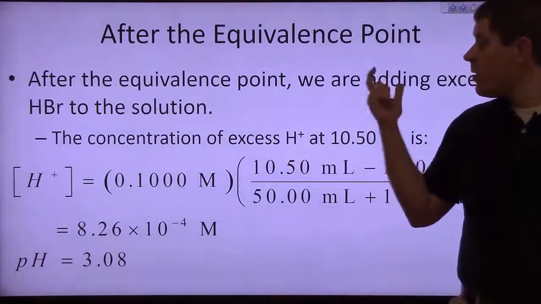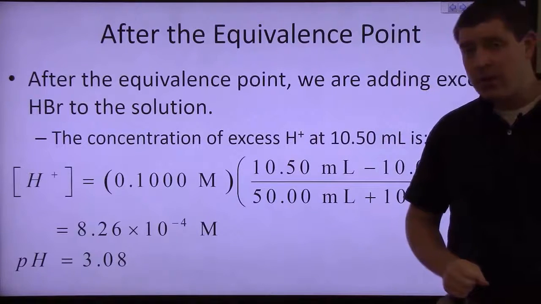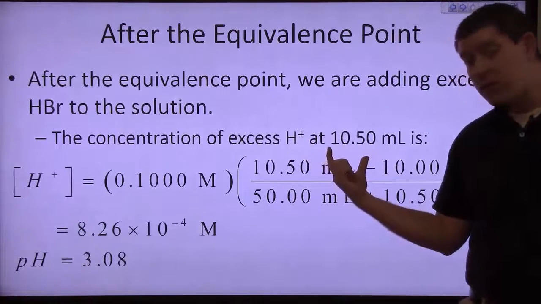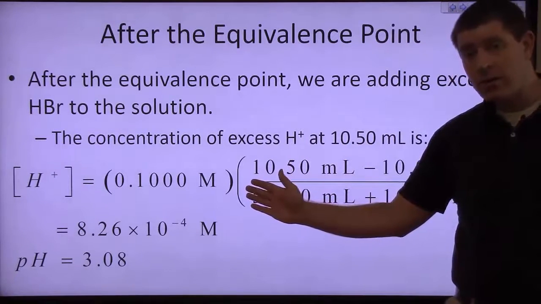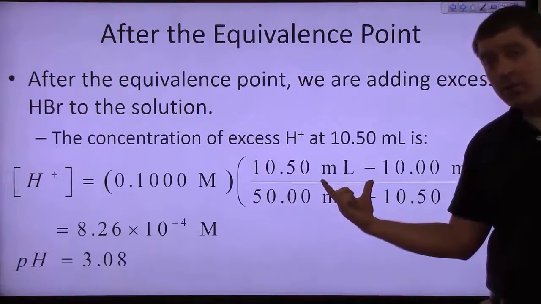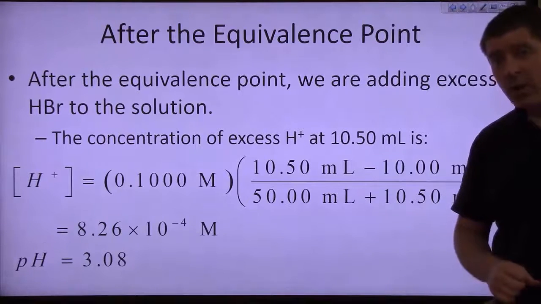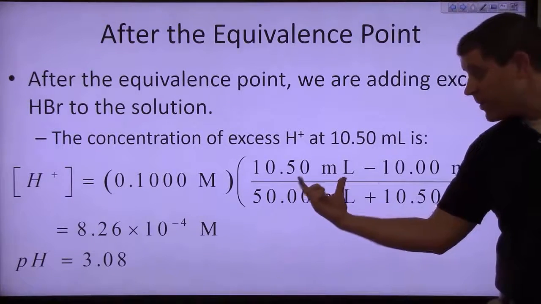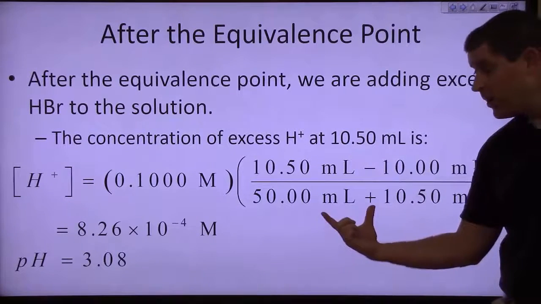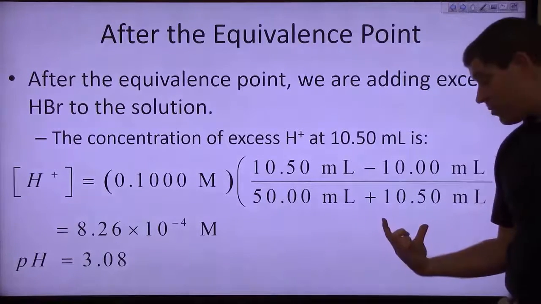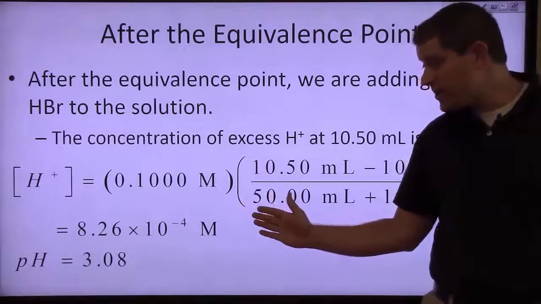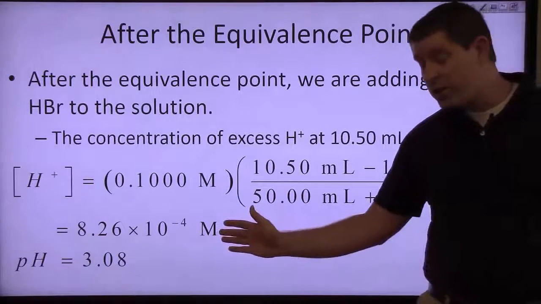Now let's turn to our third domain, which is after the equivalence point. After the equivalence point, we are adding excess hydrogen bromide to our solution. Now, the concentration of excess hydrogen ions at 10.50 milliliters is our concentration of our hydrobromic acid, 0.1 molar, times the excess hydrogen bromide we have left over after the initial 10 milliliters has reacted with our potassium hydroxide. That is 10.5 milliliters minus the 10.0 milliliters that reacted away, divided by the total volume now, which is our initial 50 milliliters plus 10.50 milliliters. And that then gives us a hydrogen ion concentration of 8.26 times 10 to the minus 4 molar, which gives us a pH of 3.08.